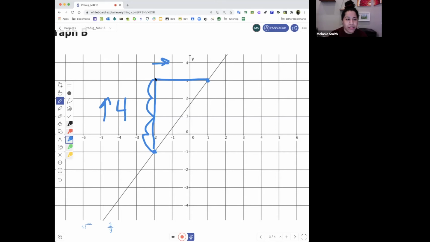I'm not counting this first line. See, if I start here, I go 1. I don't start on 1 and go to 2. So 1, 2, 3, I went over 3. So up 4 and over 3.